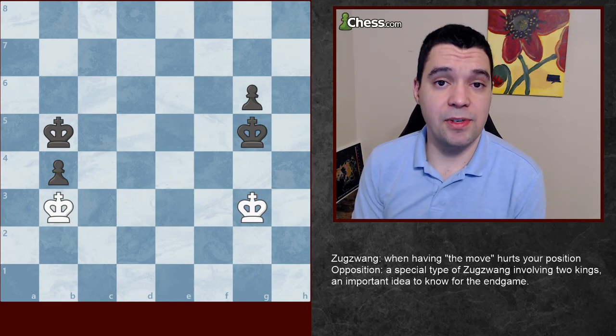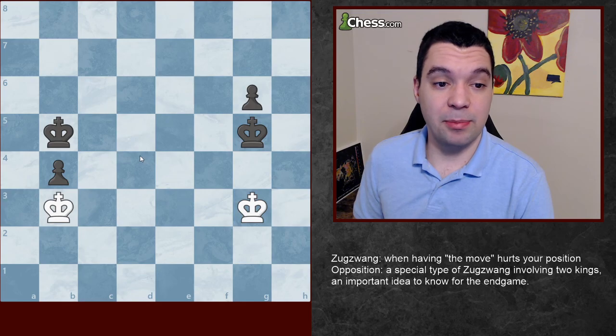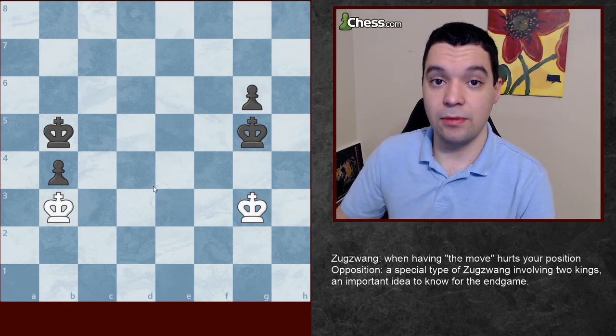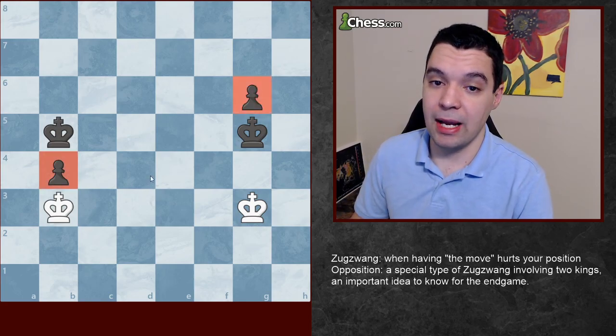Okay, so on this board, I have 2 positions. In both of these positions, it is white to move. And you'll notice in both of these positions, black has the opposition. It's white to move. So when black has the opposition, is it enough to win the game? Because in both positions, black has an extra pawn.